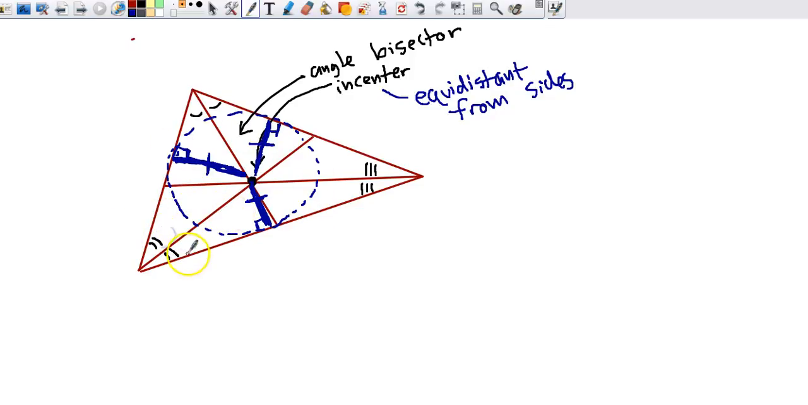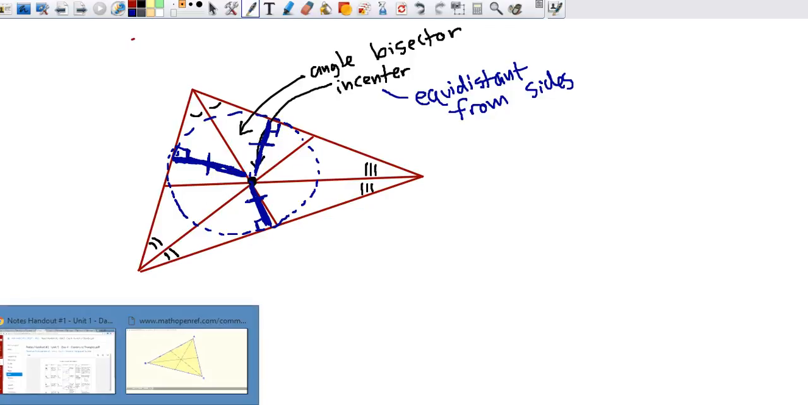So these two angles are the same. These two are the same. These two are the same. And the radius, or this point inside to the side of the circle, are the same. Let me show you a little bit of an animation for that.